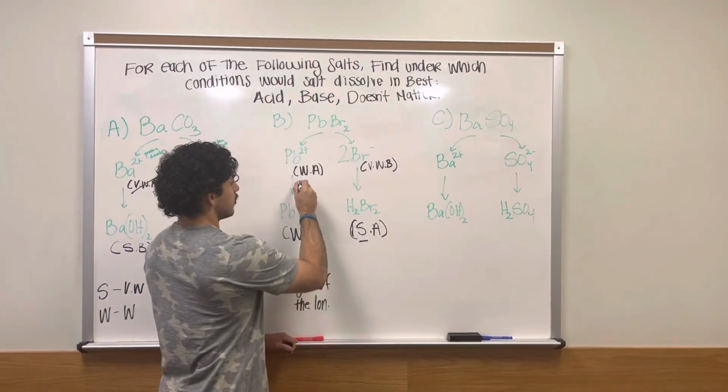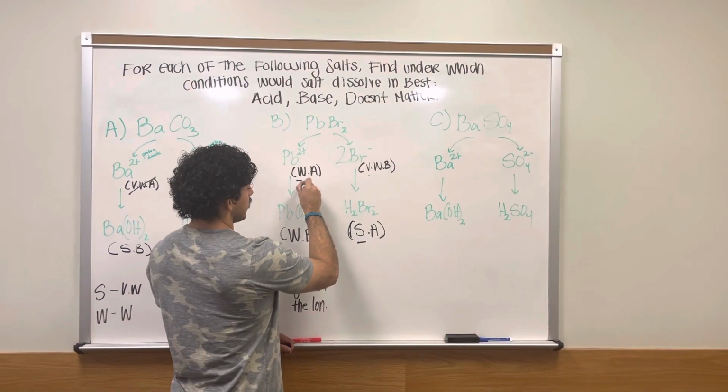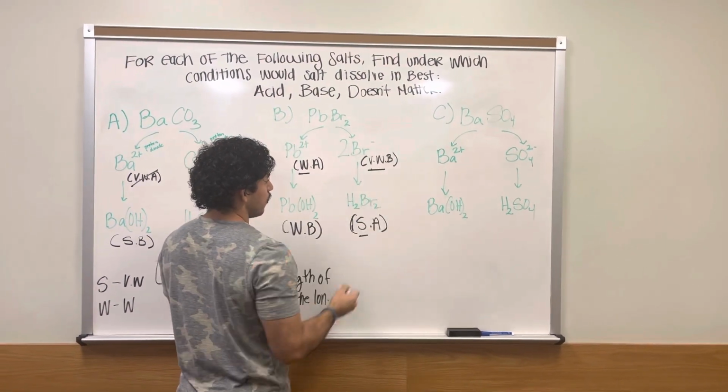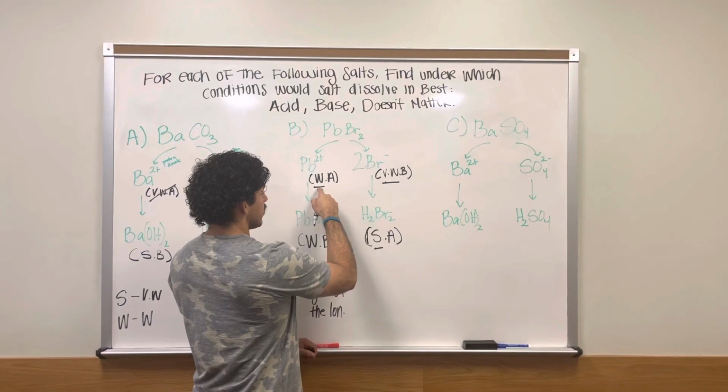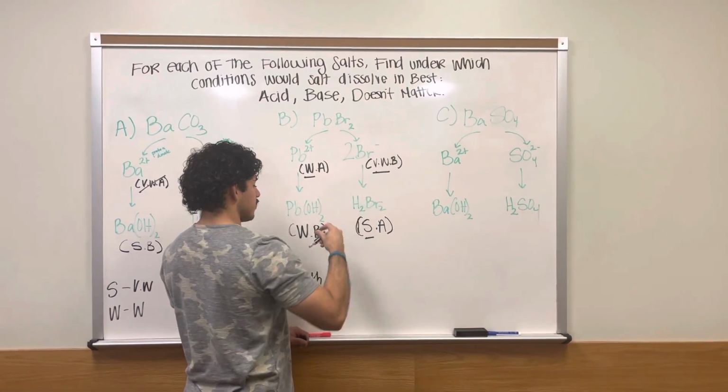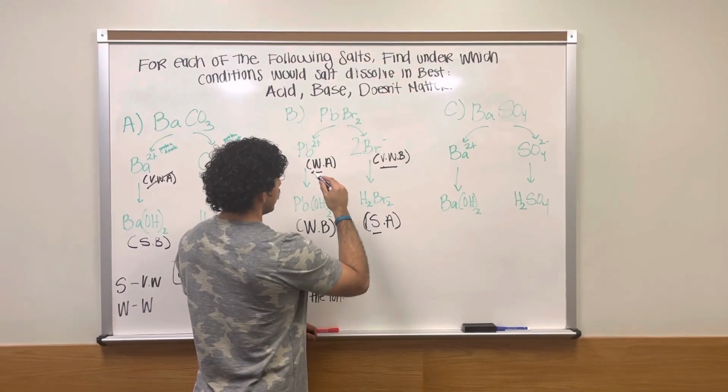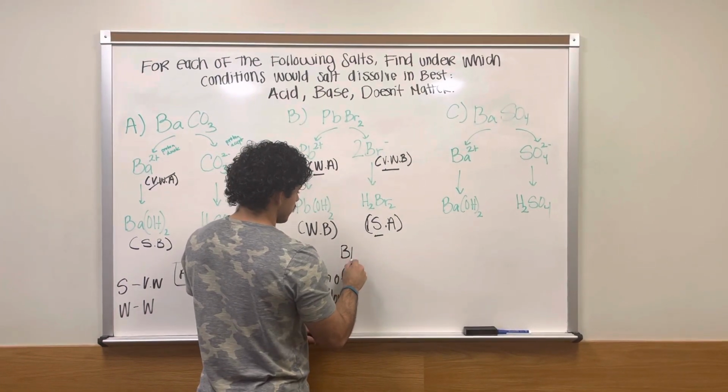Once again, comparing the two ions, we see that this one's weak and this one is a very weak one. So we follow this, and since it's an acid, we have to do the opposite of it. So the best solution that it would dissolve in would be a basic one.